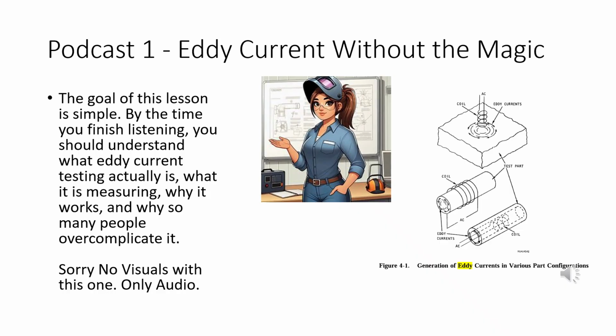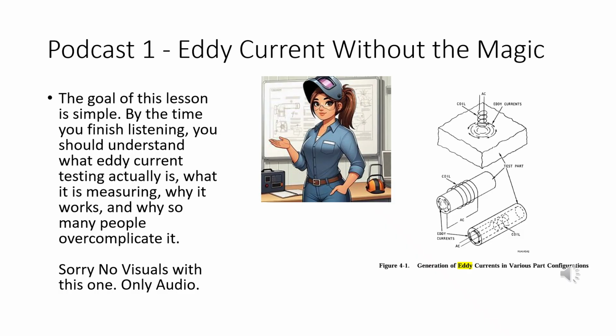What is an eddy current? An eddy current is simply a circulating electrical current induced inside a conductor by a changing magnetic field. As from water, think about a whirlpool. Think about a swirl behind a rock in a stream. The current circulates, it loops, it spins. Electrical eddy currents do exactly the same thing. They form circular current paths inside the metal.